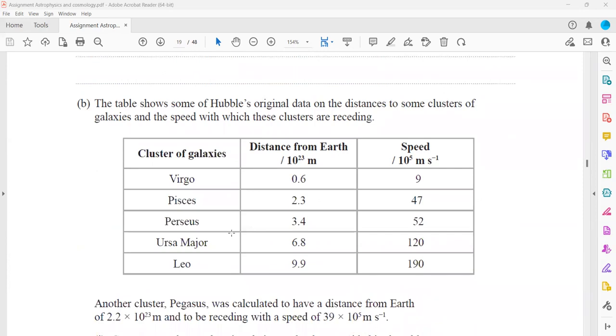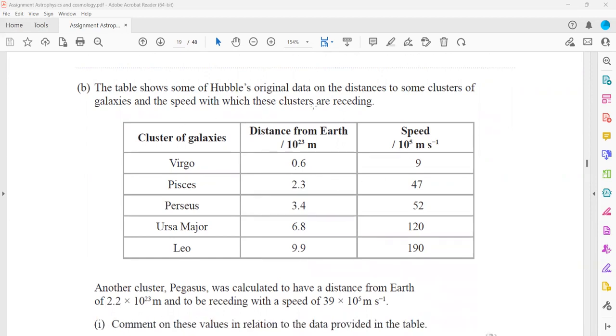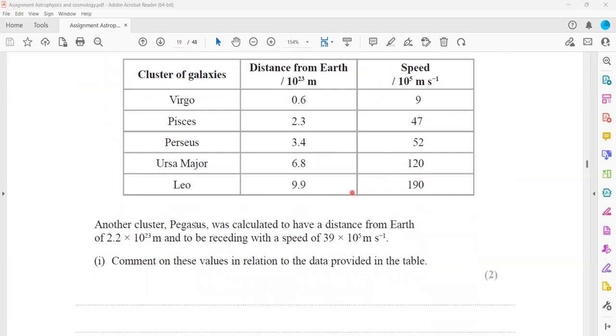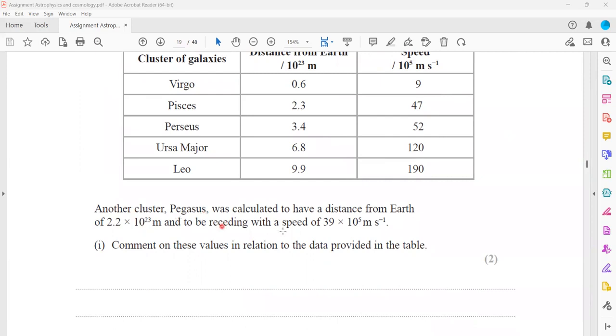The table shows some of Hubble's original data on the distance to some clusters of galaxies and the speed at which the clusters are receding. You can see the galaxies which are closer to us are moving slower, but the galaxies which are far from us are moving faster, as the speed in 10 exponent 5 shows. Another cluster, Pegasus, was calculated to have a distance of 2.2 exponent 23 and to recede at a speed of 39. So it was 2.2 and 39.